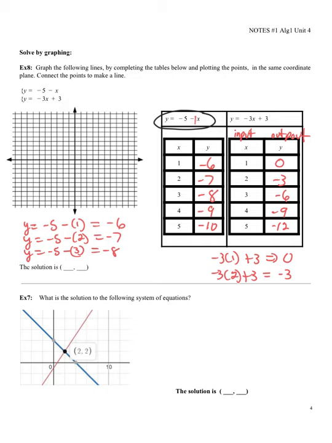Now, for example 7, I've given you the graph, and I'm asking you, between the red line and the blue line, what is the solution? And the solution is the intersection point. Okay, and the intersection point is (2, 2).